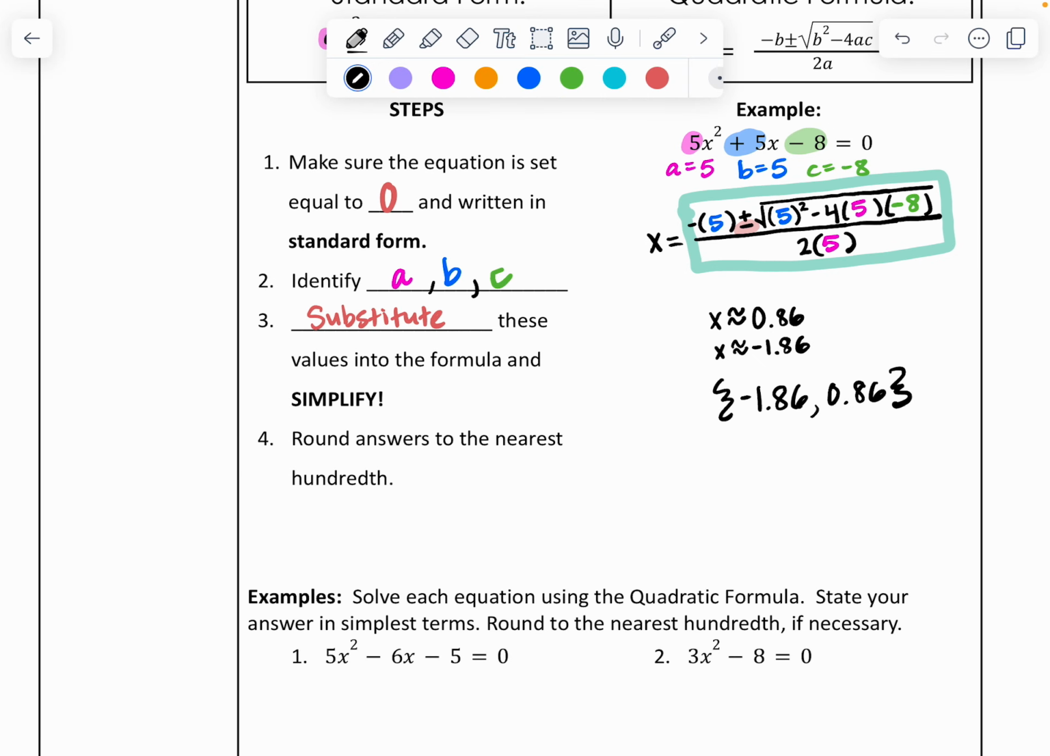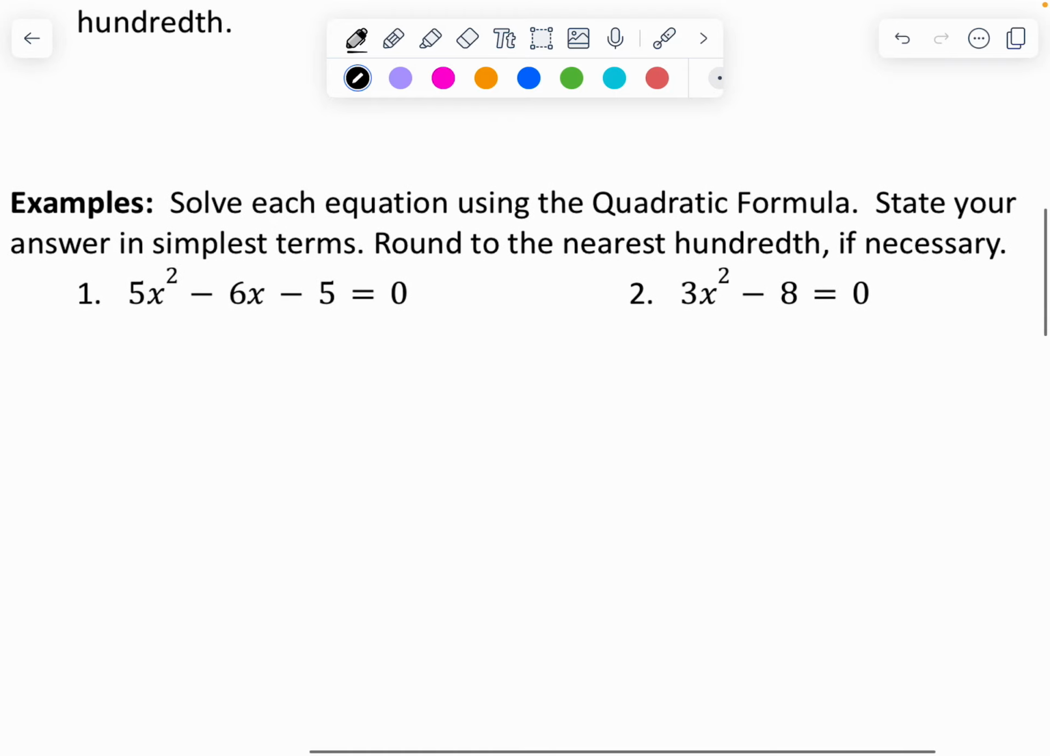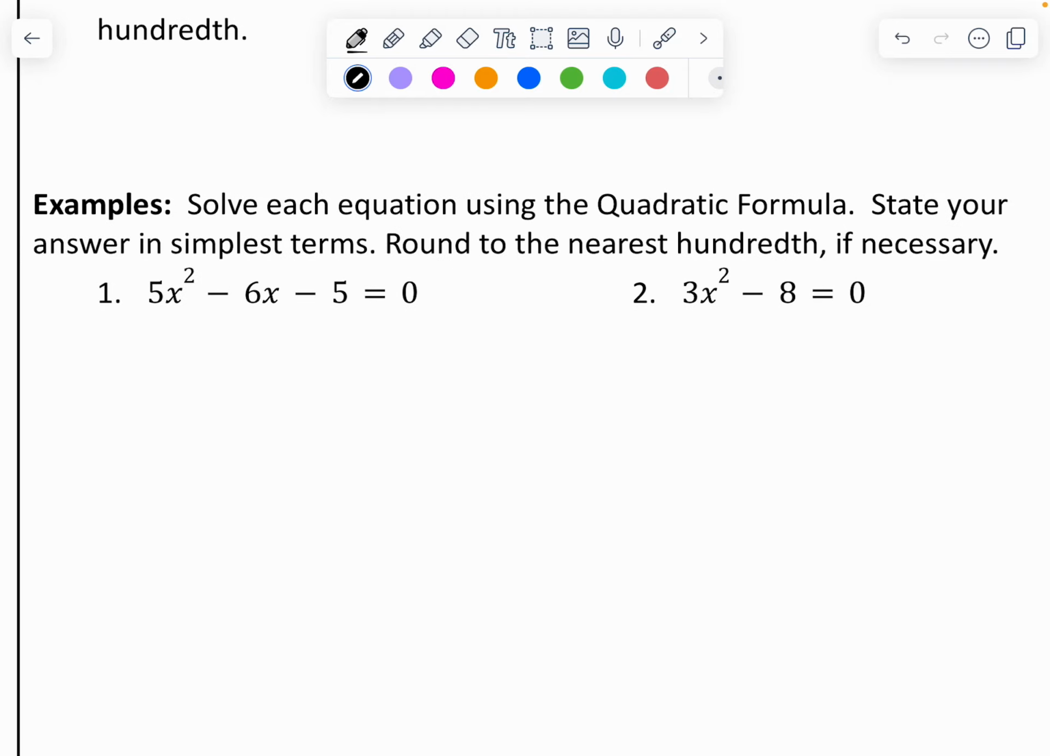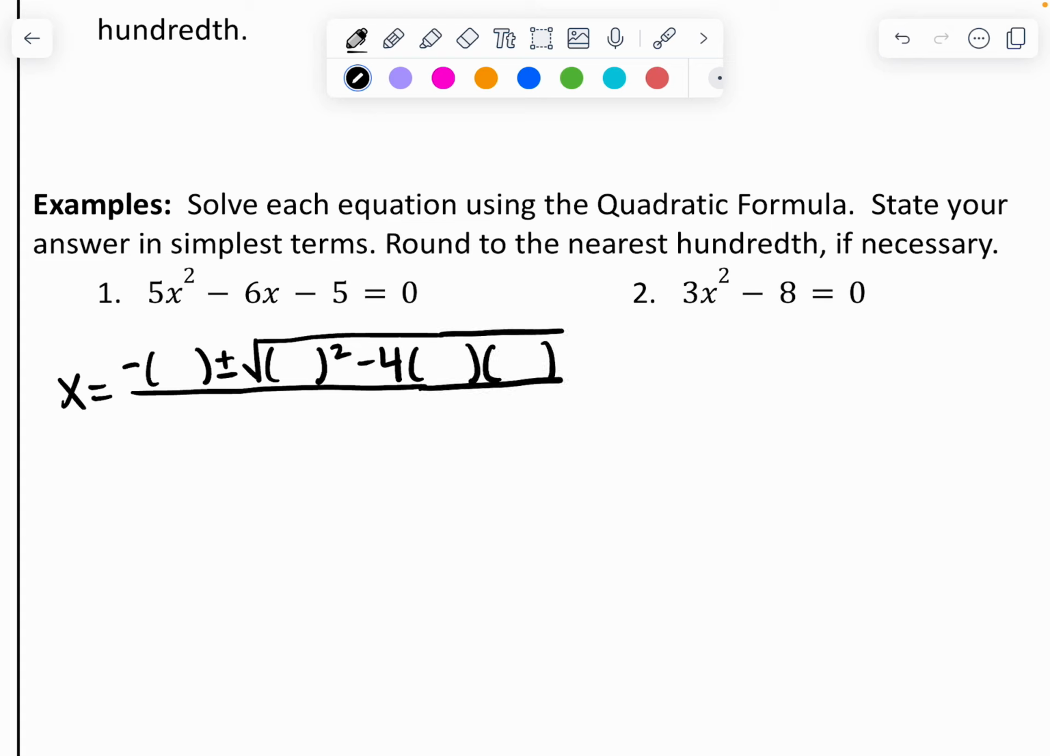Okay, let's do 2 more examples. Again, the only thing to this is being able to set it up correctly and type it into the calculator correctly. So x equals, and I'm going to write out again the formula, but I'm going to use parentheses instead of letters. So negative parentheses plus or minus the square root parentheses squared minus 4, 2 sets of parentheses, and 2 parentheses.